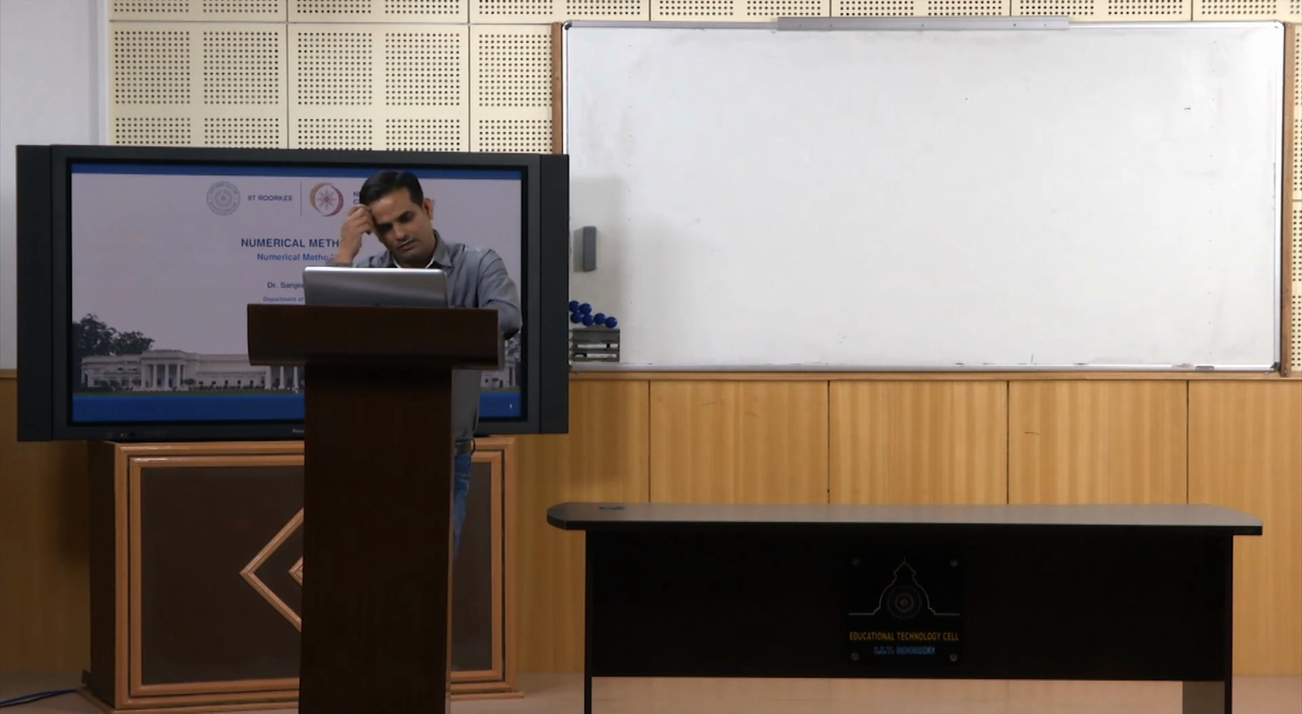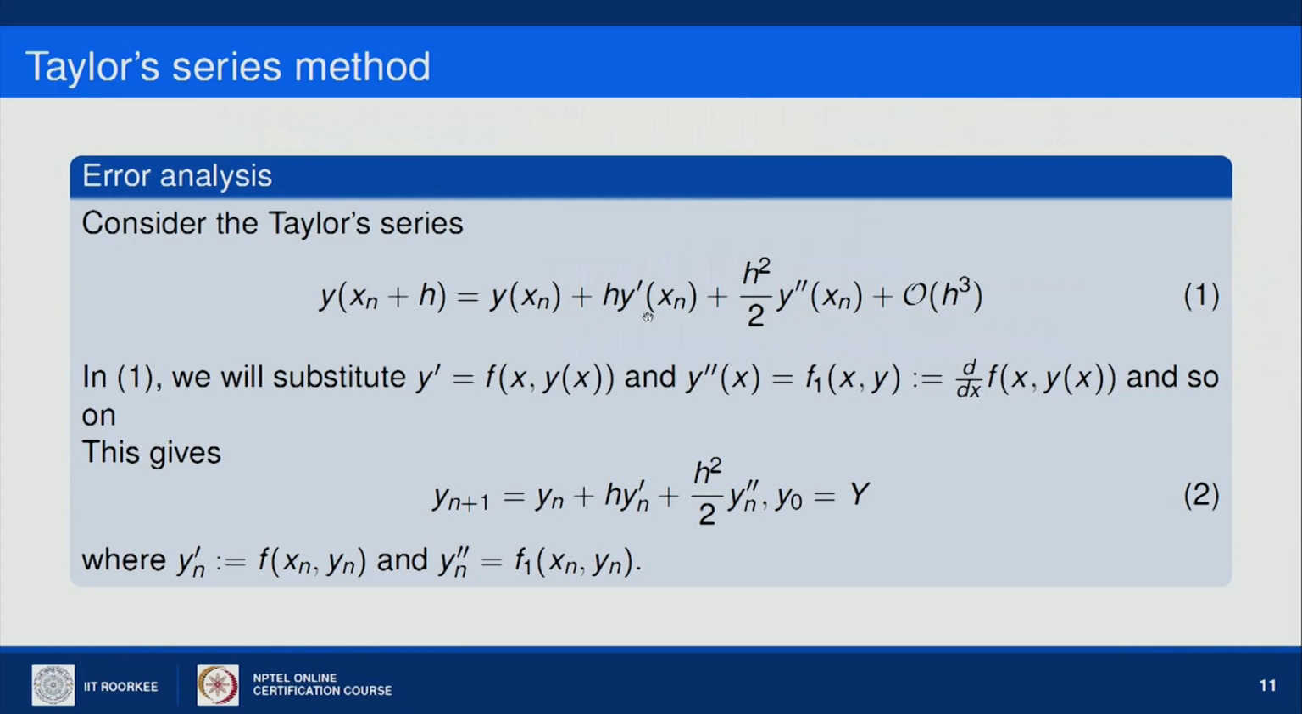Now, if we talk about the error in the quadratic Taylor method, we can derive it in this way. So, y at x_n plus h can be given by y of x_n plus h times y prime of x_n plus h square upon 2 y double prime of x_n plus third and higher order derivatives. In this equation we will substitute y prime as f of x, y, and y double prime as f1 of x, y, that is the derivative of f with respect to x, and so on.